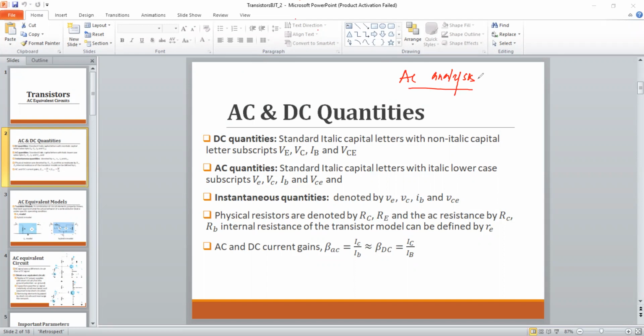So this DC analysis basically focused on biasing. We discussed four different biasing techniques and how we can place the Q point or the operating point of the transistor in a given region. There we discussed the device characteristic, which is extracted from the data sheet. At the same time, we discussed the circuit characteristic, which is the DC load line.